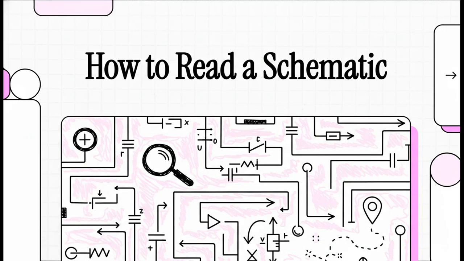All right, let's get right into it. Today, we're going to learn how to decode the universal language of electronics. Schematics. They're basically the treasure maps for every circuit out there. And trust me, by the end of this, you'll know exactly how to read them.